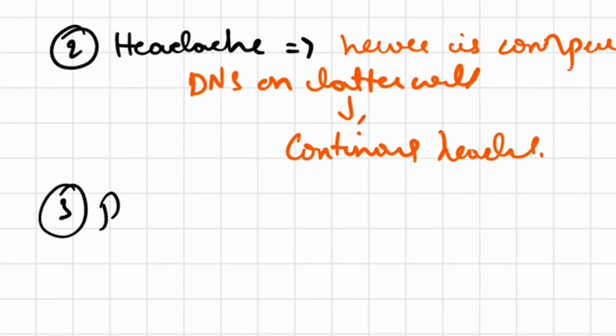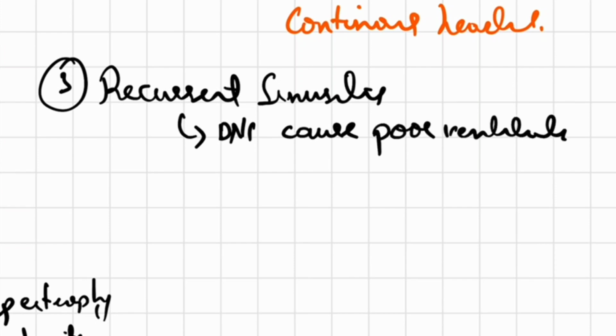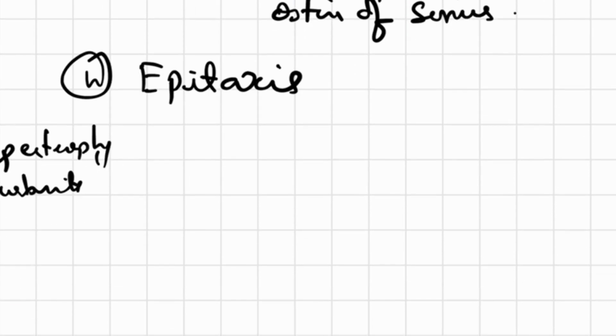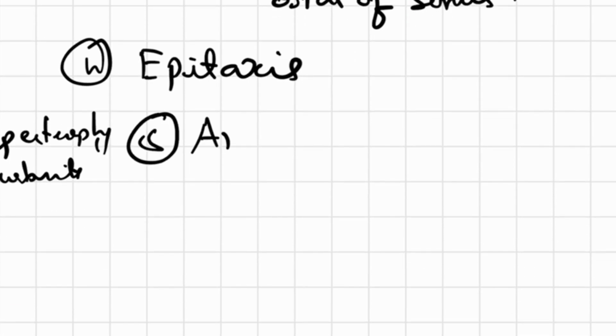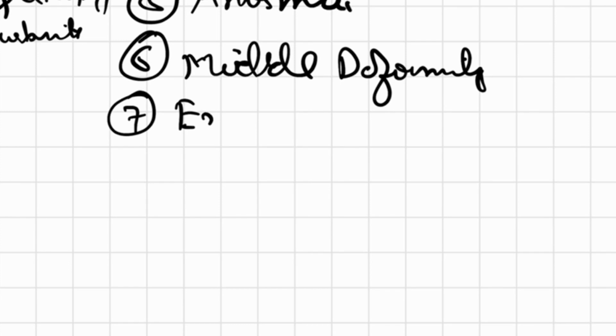Third is recurrent sinusitis. It is because DNS causes poor ventilation of the ostia of the sinuses, so it leads to recurrent sinusitis. Epistaxis due to dry air effect. There may be anosmia. We can see middle ear infection due to obstruction in the eustachian tube, as well as external deformity.